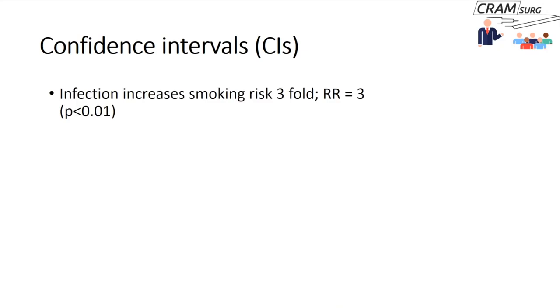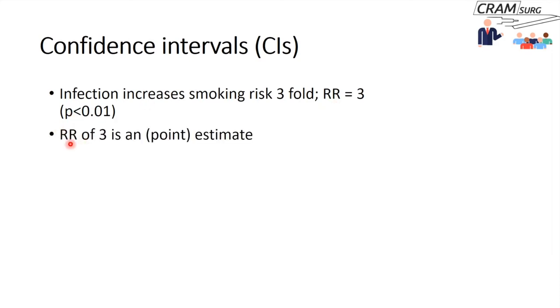Right, so the other concept we're going to discuss today is confidence intervals. So let's keep the example we've discussed in mind again. We found that smoking appears to increase infection risk threefold. In other words, the relative risk is 3, and we've got a really low p-value.